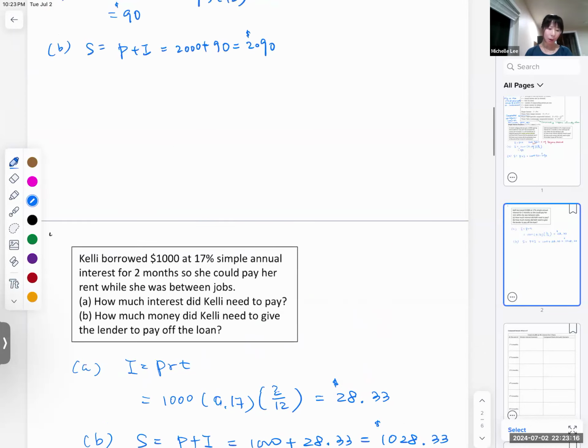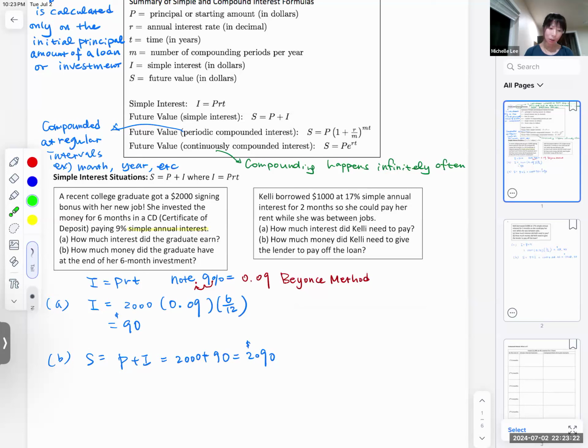Now, how about compound? Here, they don't say continuously. So we think about this as periodic, okay? If they don't say continuous in the statement, then we are using this one, all right? So let me copy this one.